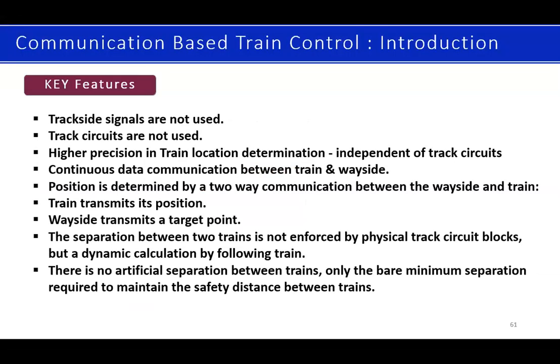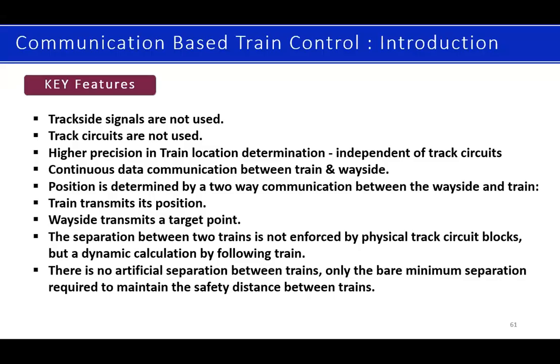Basically, our objective is that trackside signals are not at all required, and we have reduced them. Number two, the track circuits are also not required, and we use an OEM specific to our CBTC: higher precision in train location determination, independent of track circuits or axle counters, continuous bidirectional data communication between the onboard and wayside, and position determination by two-way communication between the wayside and the train.